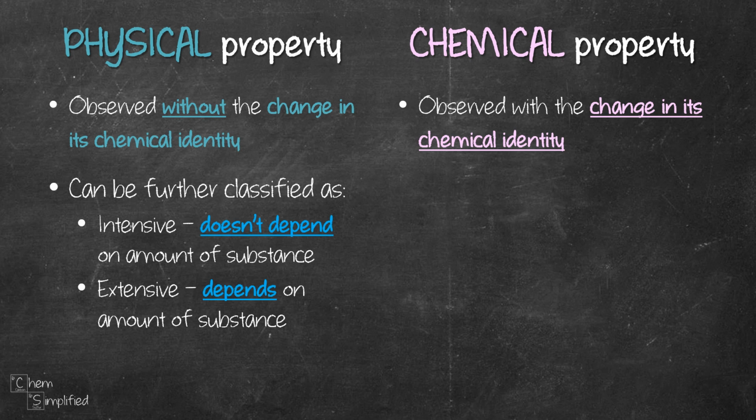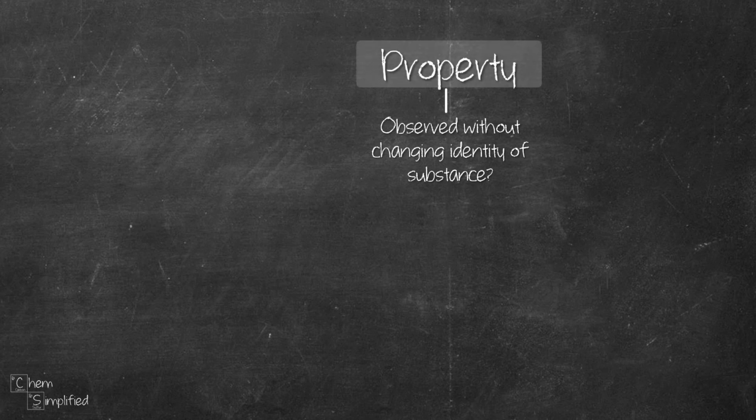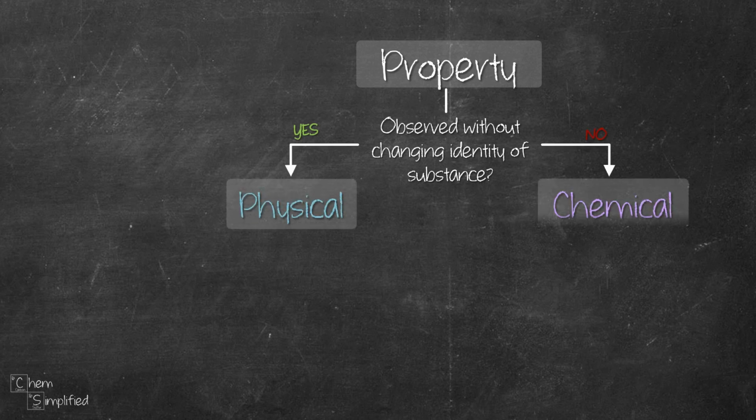Intensive property is independent of the amount of substance, while extensive property is dependent on the amount of substance. To make it easier, we can classify whether a property is physical or chemical by asking a simple question: whether that property can be observed without changing the substance identity. If yes, then it's a physical property. If no, then it's a chemical property.